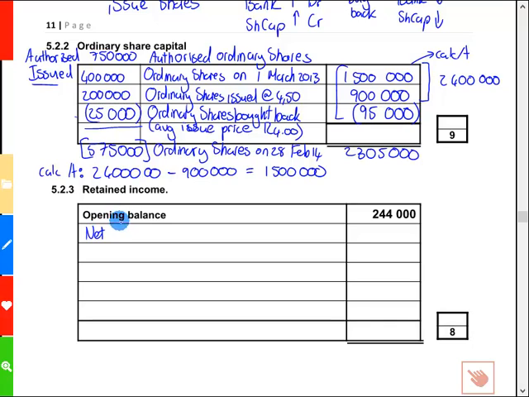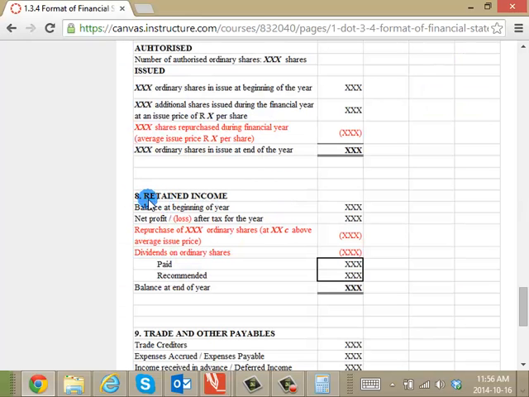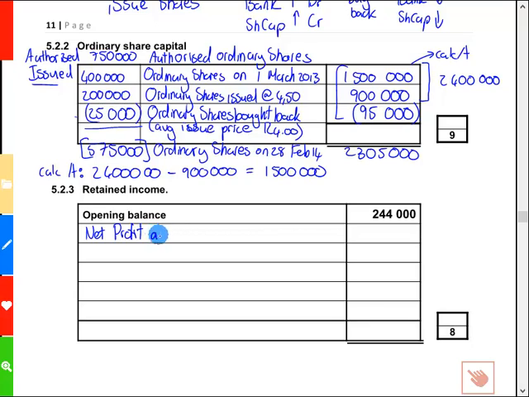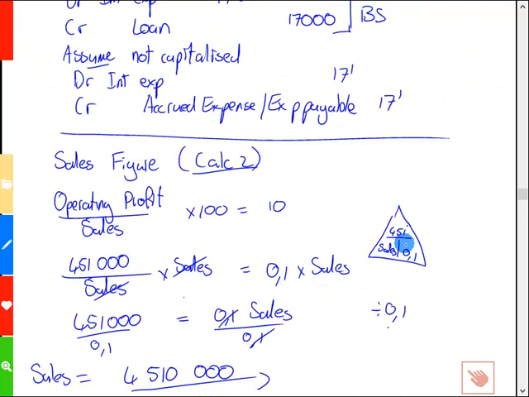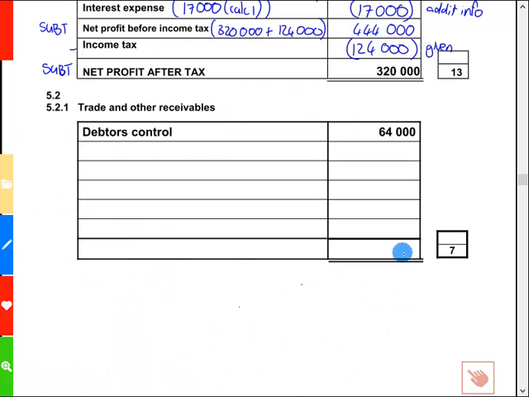Net profit. Here is our retained income note, so this you should know off by heart. The net profit after tax for the year, which was given to us in this question as 320,000. And if it wasn't given, you'd have to calculate that, and that might be a whole number of marks, but there it is. 320,000 Rand.